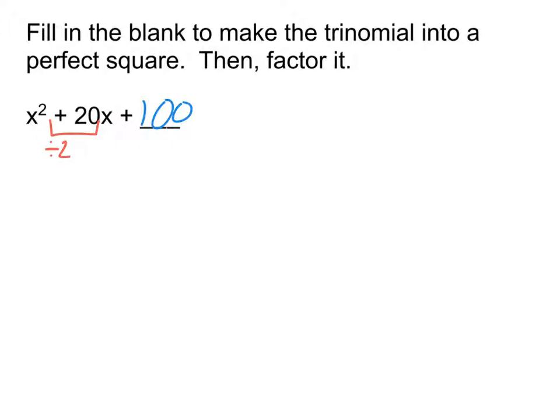Now, the second part here is to go ahead and factor it. So if I now write this in factored form, the x squared plus 20x plus 100, then that is going to become (x + 10) squared. You notice when we did 20 divided by 2, it gave us 10. That's always the same number that ends up inside the parentheses, of course.